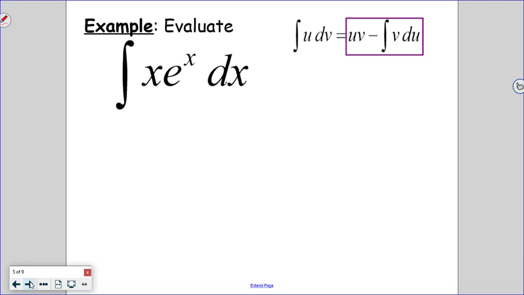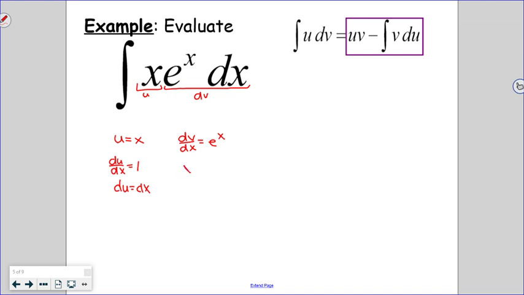Again, on this one, I'm going to let u equal the function x. And then I'm going to let dv be the other part, which means dv dx equals e to the x. This column right here, the u, I want to find its derivative, du dx. Very similar to the last page, is 1, which means du equals dx.